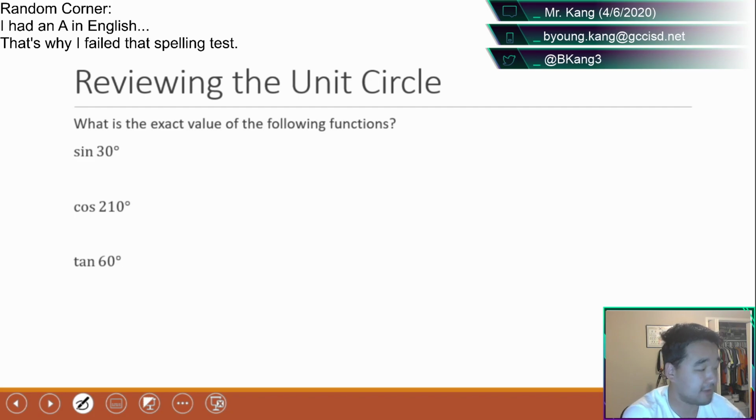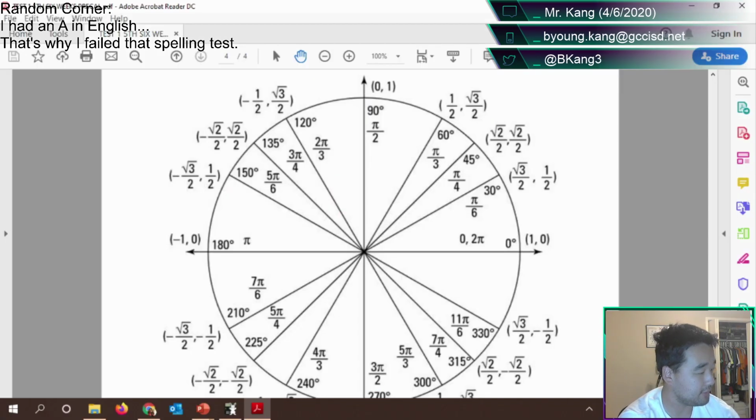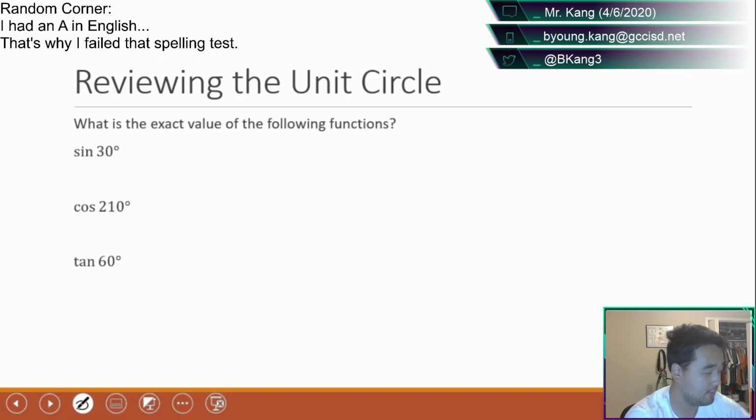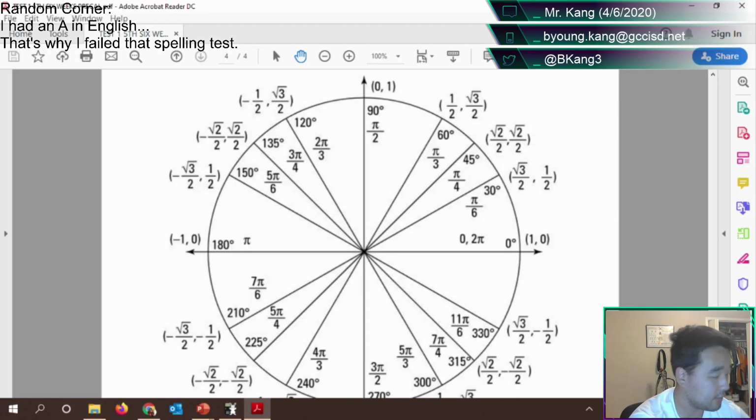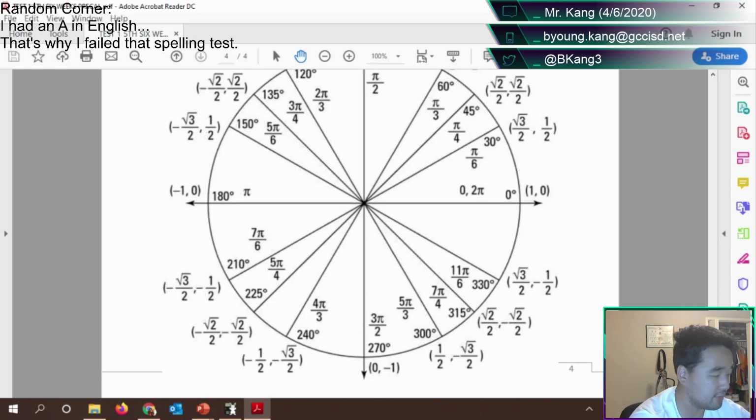So what is the sine of 30 degrees? I know it's been a very long time since you've answered that question, but you head over to 30 degrees. Let me use my mouse cursor. So 30 degrees right here. And then remember, sine is always the y coordinate, cosine is always the x coordinate. So sine of 30 degrees is 1/2. All right, 1/2. Cosine of 210, head over to 210. And then you want to do the x coordinate, which is negative square root of 3/2.